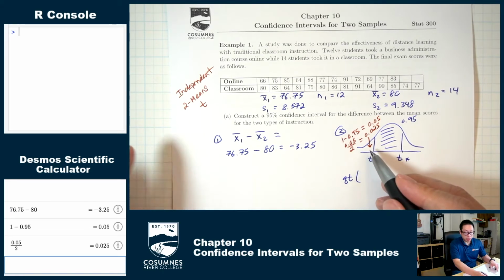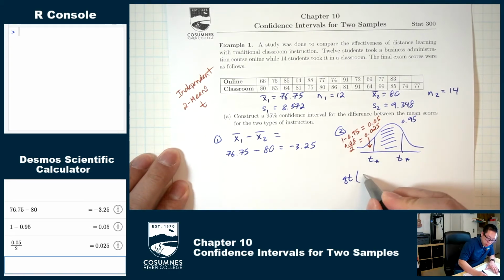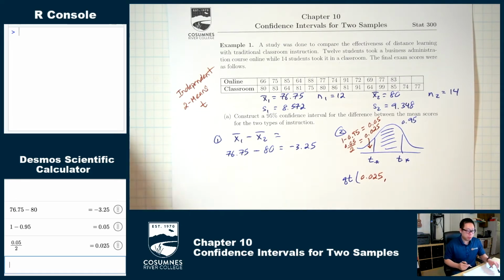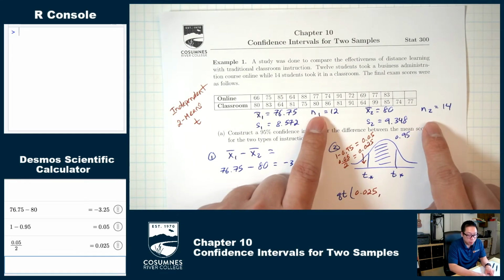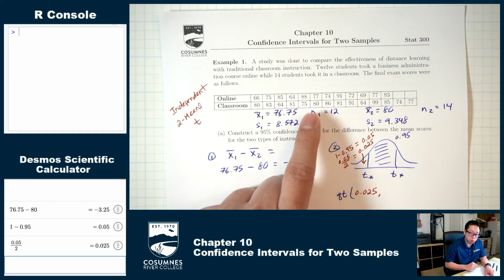That's the left unshaded area that I'm going to feed into R. QT has a DF. So DF generally is 1 less than the sample size. When we have 2 sample sizes, you don't combine them. You take the smaller sample size, which is the 12. 1 less than 12 is 11.